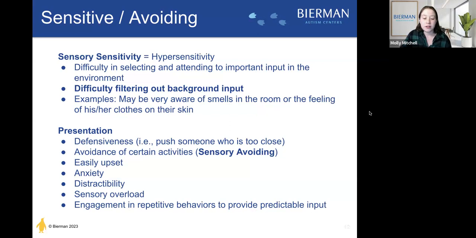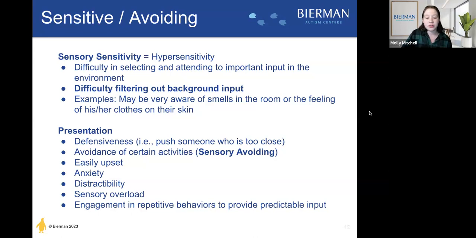Children with sensory sensitivity have difficulty selecting and attending to important input and filtering out that background input. Another example of sensory sensitivity could be a child who is very aware of smells in the room. So if I wear a strong perfume during my session, they might have difficulty attending to the activity because they're more focused on the smell of my perfume than the actual activity.